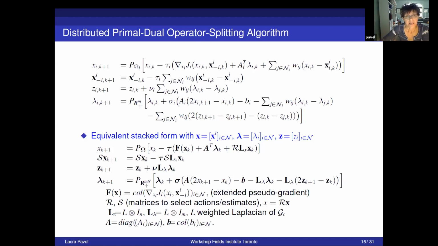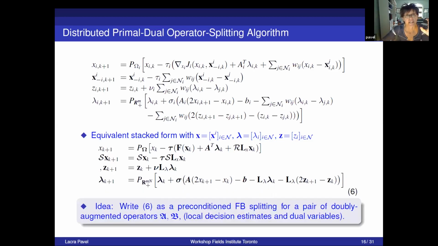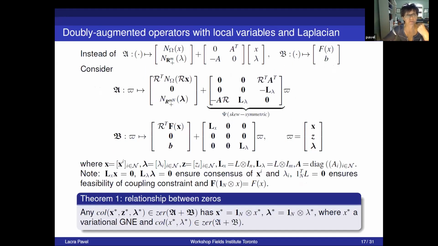Now, taking this stacked form, one can even write it more compactly in terms of those two augmented operators, and show that essentially this is just a preconditioned forward-backward. So what you have here at the top is the standard way of doing it. These A and B operators are the ones that we see in the classical forward-backward splitting. Instead of these, we're going to consider the bold A and B operators defined as follows. And I'm going to give the intuition of what it is.